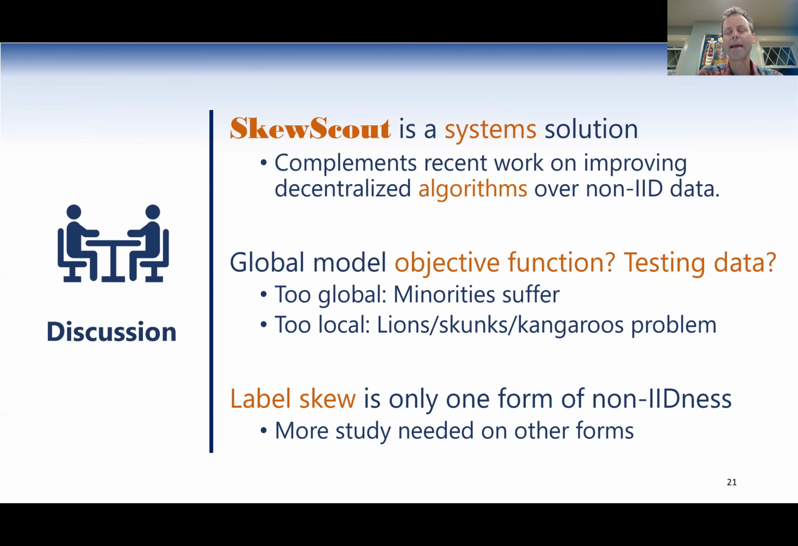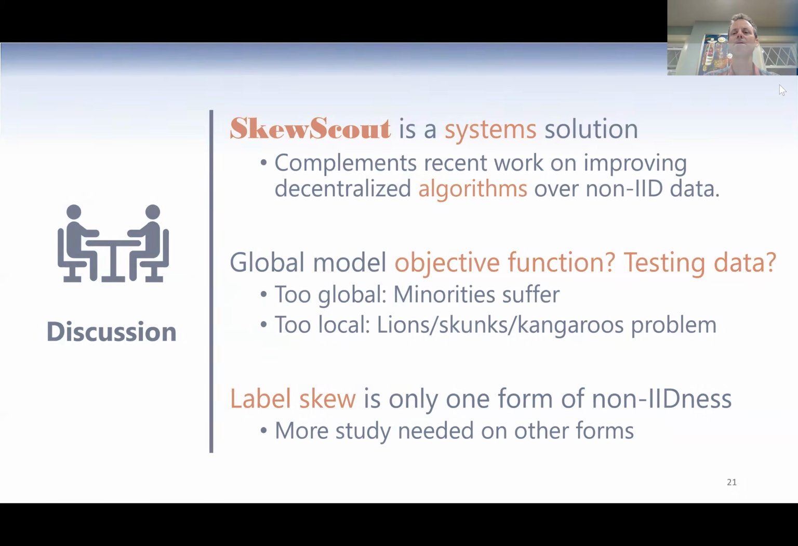Finally, I want to note that label skew is only one form of non-IIDness, which is what we study in this paper, but more data sets and more study are needed on other forms, because we believe that there are some subtleties between different forms of non-IIDness and how they need to be handled. And with that, I will take questions.